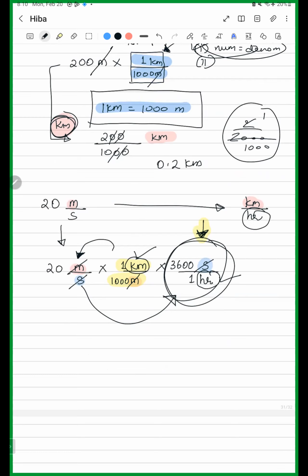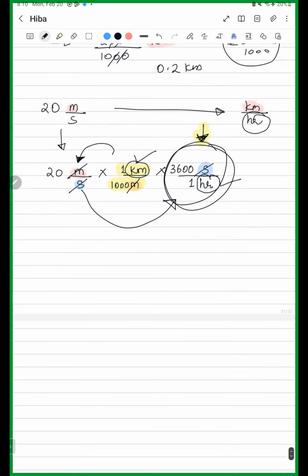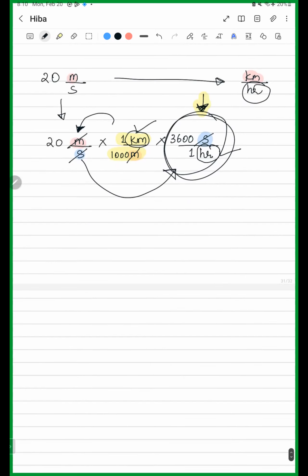Okay, I understood. So like 0.2 kilometer is the answer, or just the unit? It's not the answer. Now we are going to sit and calculate all of these. हमारे पास क्या है? क्या क्या बच रहा है हमारे पास? 20. ये तो कैंसिल हो गया, ये कैंसिल हो गया. किलोमीटर बच रहा है. Into किलोमीटर. डिनोमिनेटर में क्या बच रहा है? 1000. न्यूमरेटर में एक और चीज बच रही है 3600. और डिनोमिनेटर में एक और चीज बच रही है आवर.